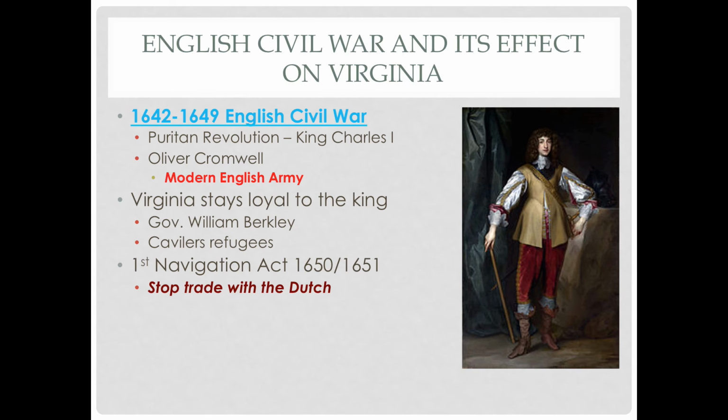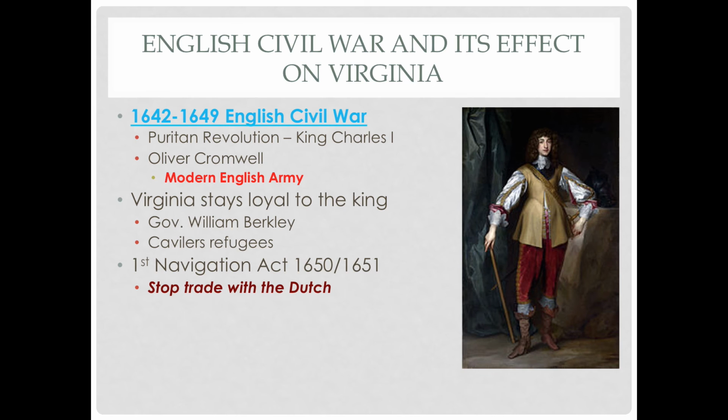Oliver Cromwell will set up a Commonwealth Republic under his leadership. And starting in 1650, a whole new government emerges in England. No more monarchy, no more king. But ironically, it's at this time that the government passes its first navigation acts. 1650, and then they kind of revised it a little bit in 1651.